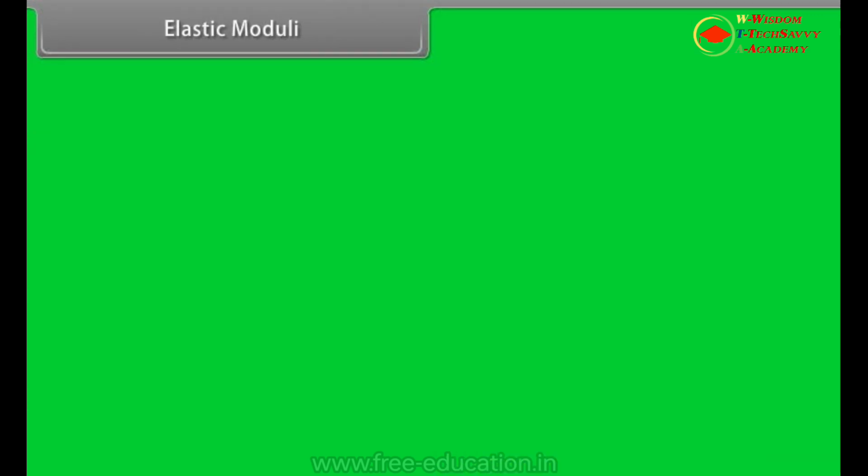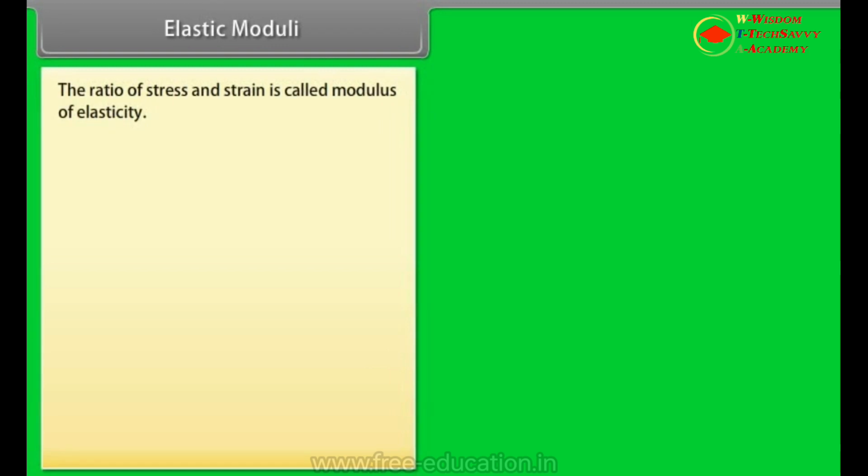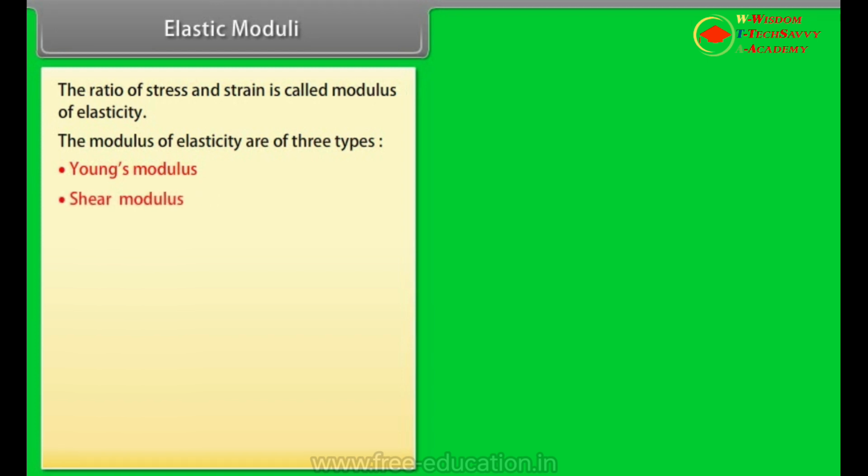Elastic moduli. The ratio of stress and strain is called modulus of elasticity. The modulus of elasticity are of three types: Young's modulus, shear modulus, and bulk modulus.